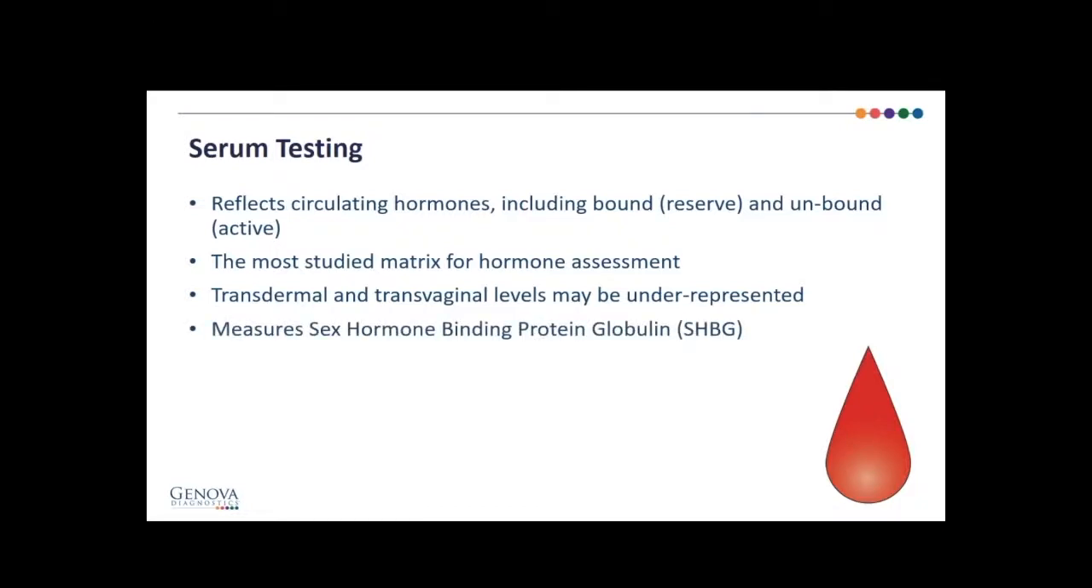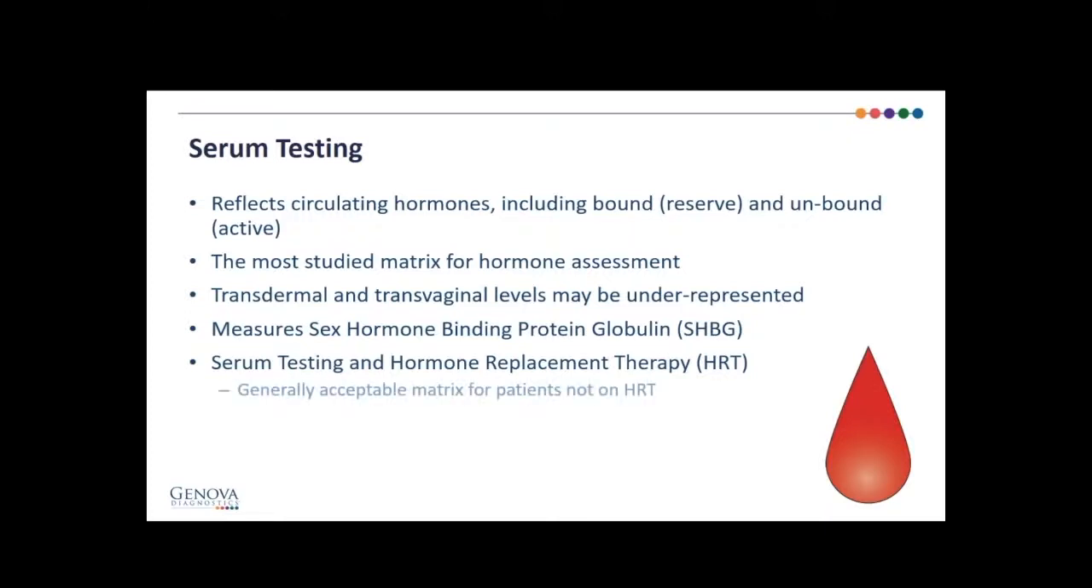It does measure the sex hormone binding globulin protein. Sex hormone binding globulin, SHBG, is important. It binds to both estrogen and testosterone, although primarily it likes to go to testosterone, so it can have an impact by freeing up more estrogen and less testosterone. Serum testing and hormone replacement therapy monitored, and we'll talk about that as well. It's generally an acceptable matrix for patients that are not on hormone replacement therapy. So I find in speaking to doctors on the phone quite often that serum testing is a good way to check what those parent hormone levels are before they begin their hormone therapy.